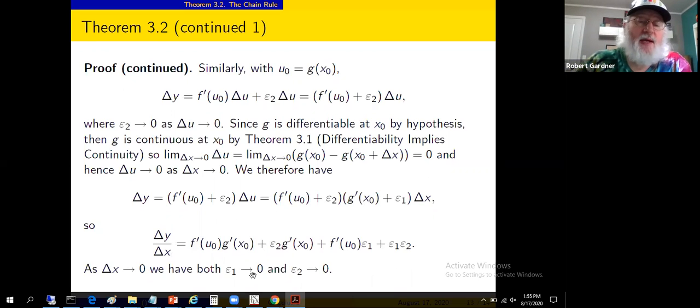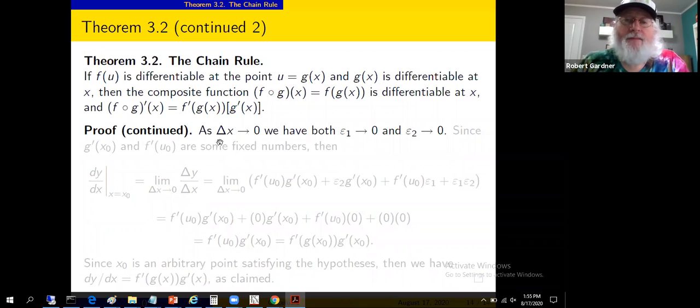And we know as delta x approaches 0, epsilon 1 and epsilon 2 both approach 0 by that lemma. We're almost there. You like the looks of this, f prime of u sub 0, g prime of x sub 0? You ought to, if you think about what u sub 0 is. U sub 0 is g of x sub 0. This is the thing we're looking for. All this stuff's going to go away on the next slide when we take a limit.